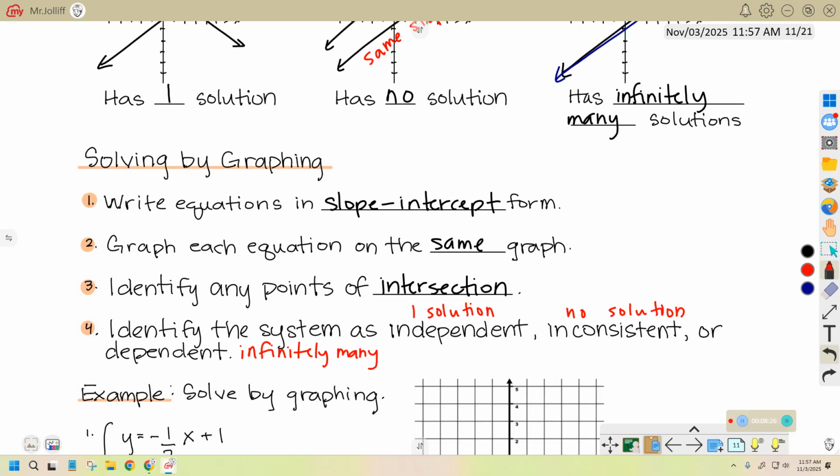Write them in slope-intercept form, slap them on a graph, identify where they intersect, identify them as independent, inconsistent, or dependent. We're going to see some examples, and then we'll move on to the next method of solution.